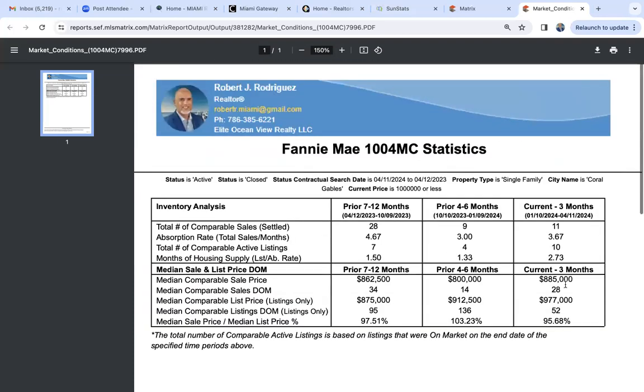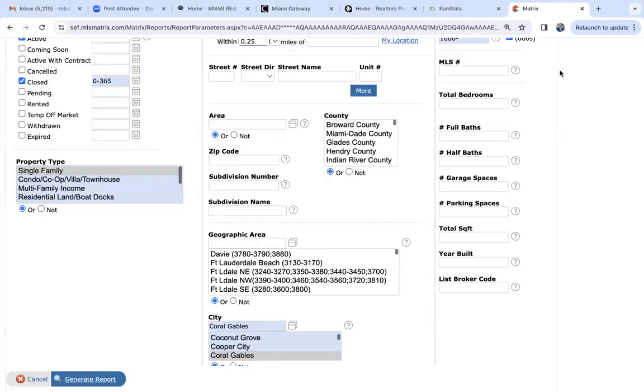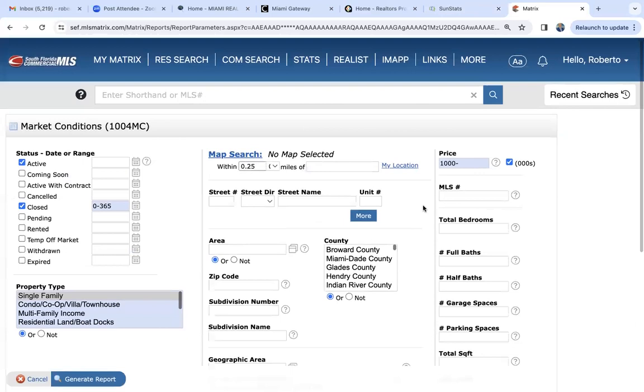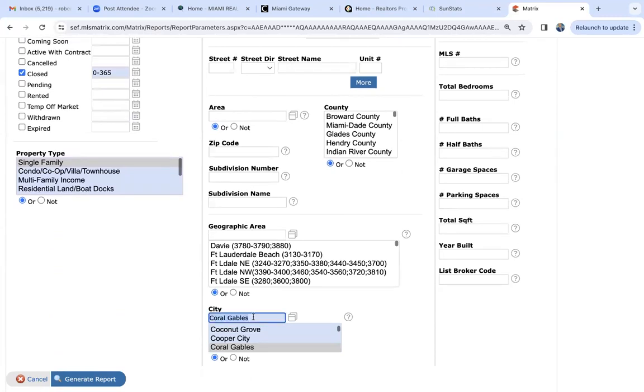Okay, so I'm going to do one more, guys. That's going to be your condo market. I'm going to go ahead and remove the price. Let's remove the city and let's go to zip codes 33129, comma, 33130, comma, 33131. These are the 3 zip codes for the area of Brickell in Miami.